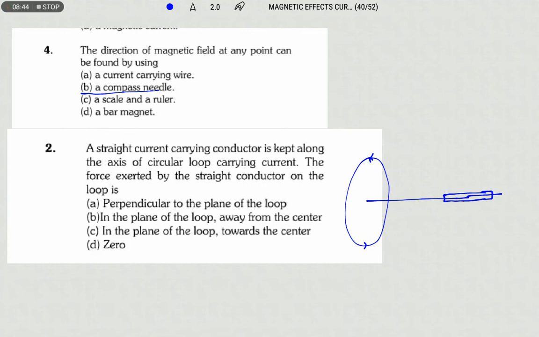Here the current carrying conductor I creates a magnetic field. The field is perpendicular to the current carrying conductor. That means the field will be upwards, and the current carrying coil is placed like this. Therefore, the force acting is perpendicular to the plane of the loop.